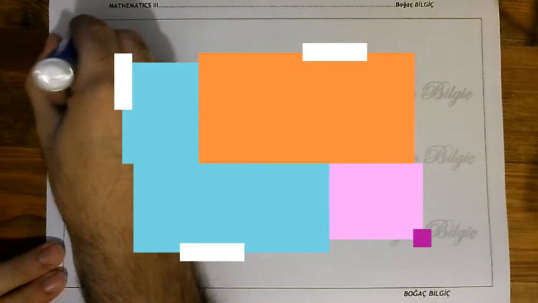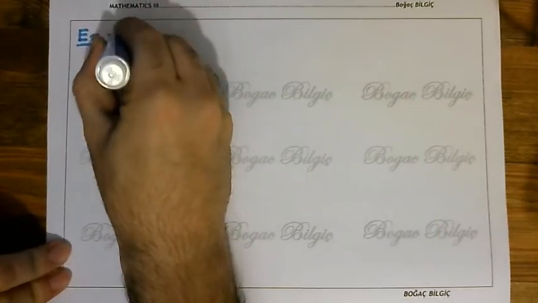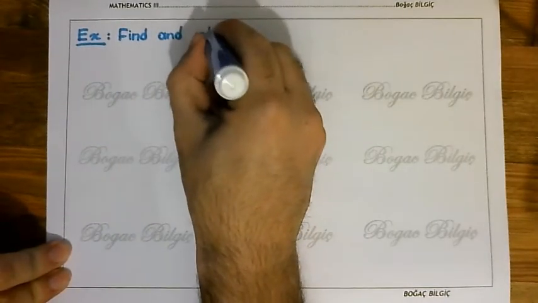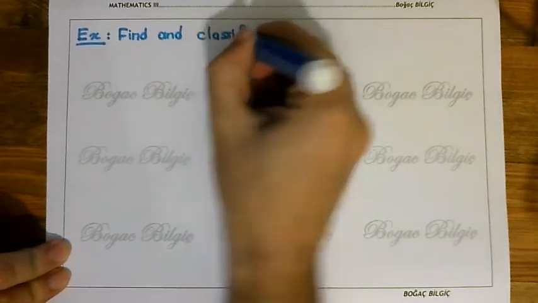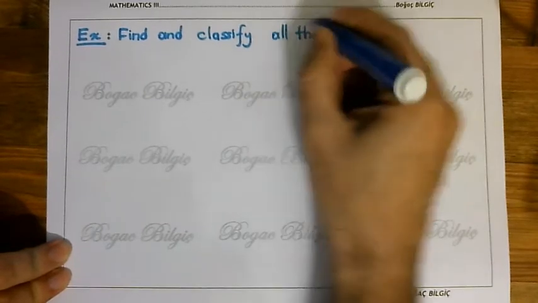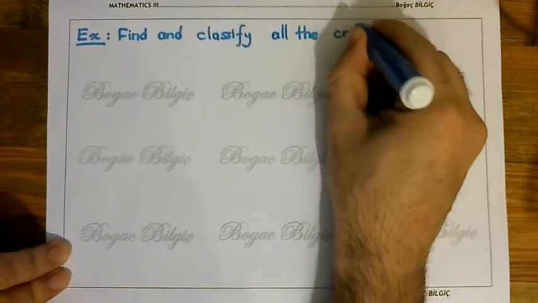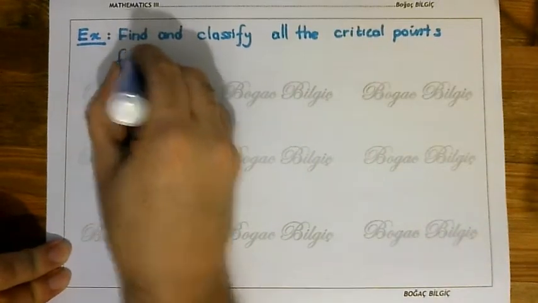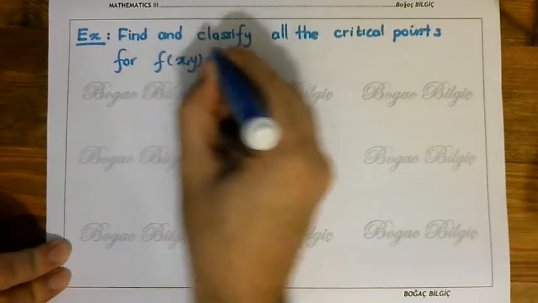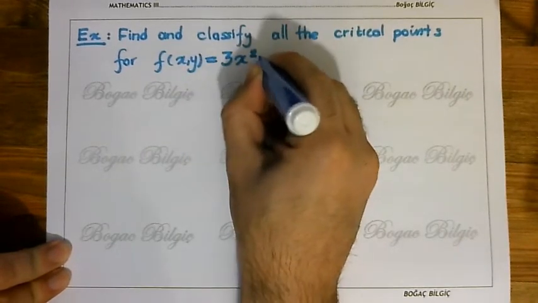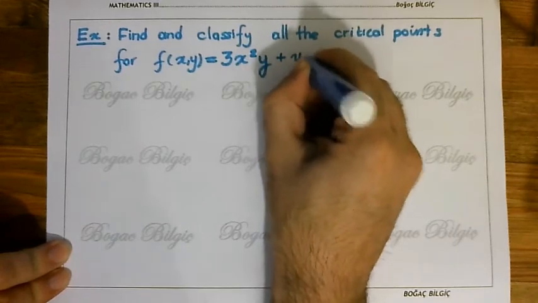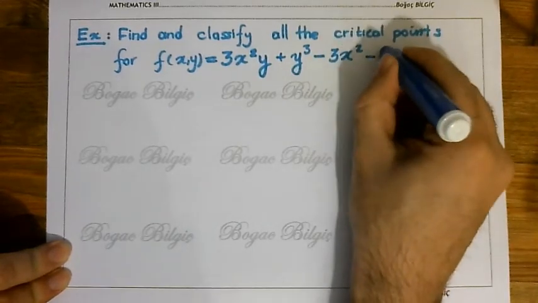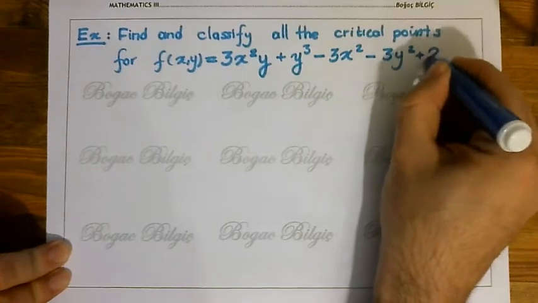Example: find and classify all the critical points for f(x,y) is equal to 3x squared y plus y cubed minus 3x squared minus 3y squared plus 2.